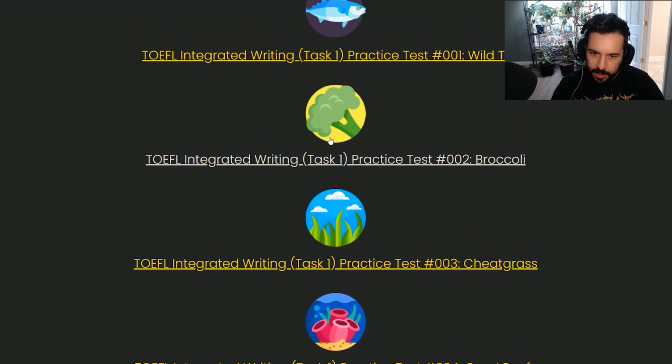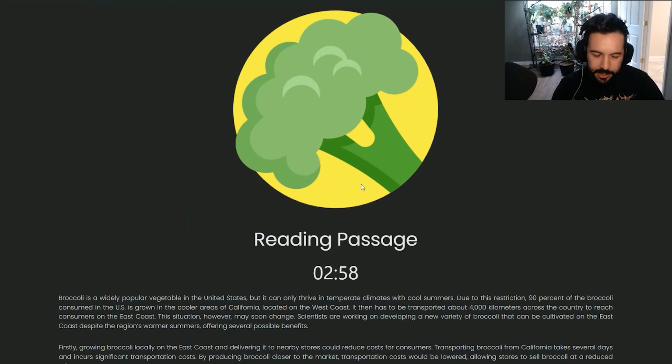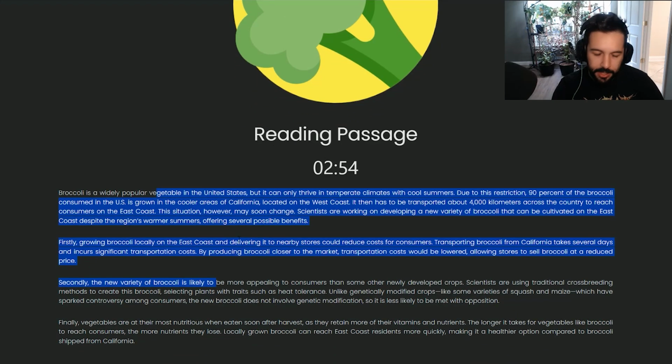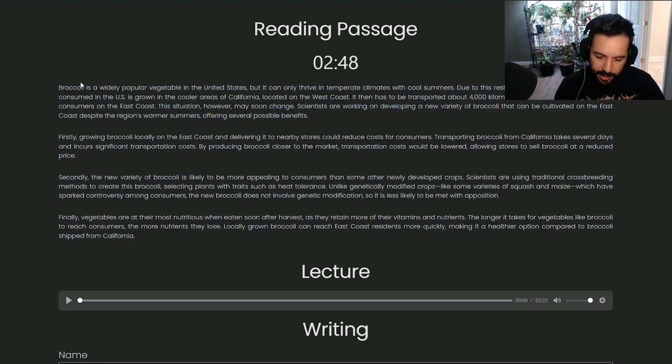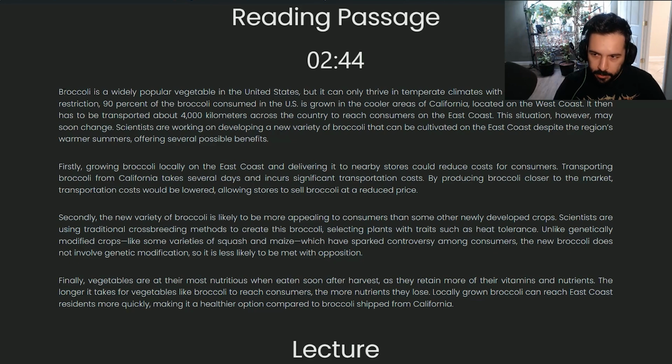It's about broccoli. So in the integrated task, you get 20 minutes total, and you have 3 minutes to read the passage. Then you listen to a lecture, and then you have to show the connections between the two. Almost always, you get a problem or a solution or an idea, and then you get 3 points related to it.